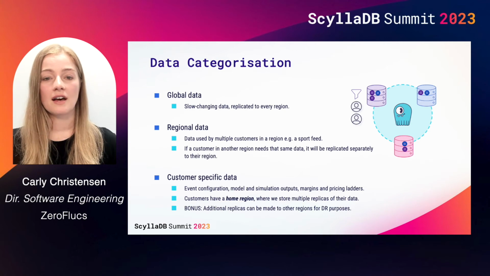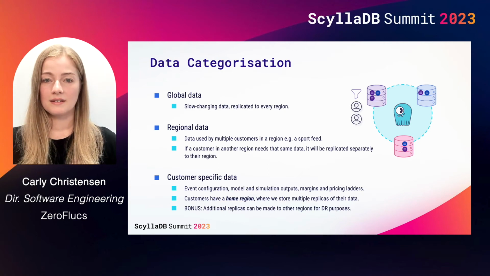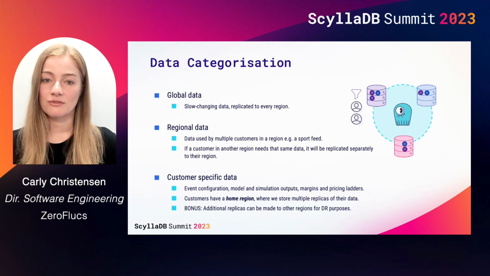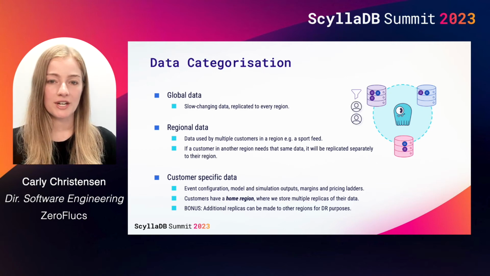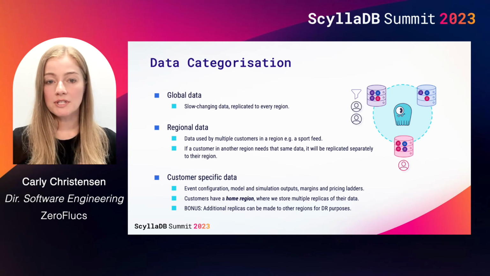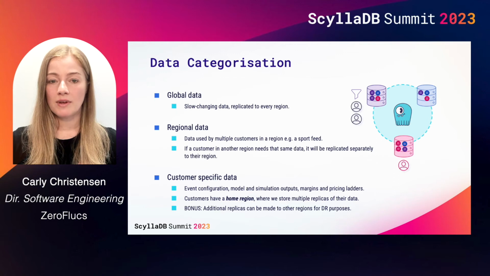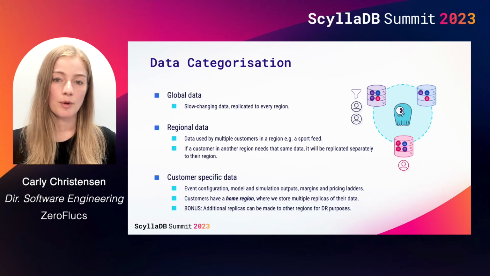The third type of data is customer data. And this is data that is specific to that customer, like their booked events or their simulation results. Each customer has a home region where we'll keep multiple replicas of their data, and we can also keep additional copies of their data in other regions that we can use for DR purposes.